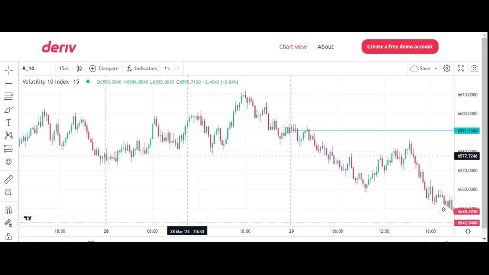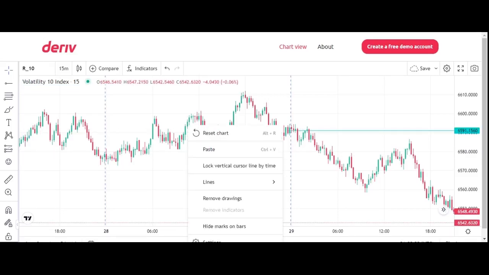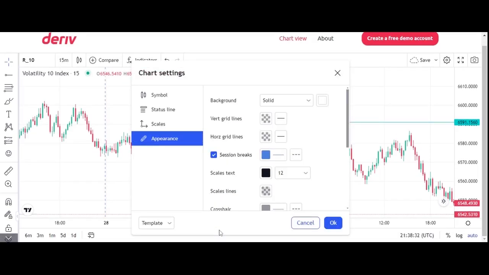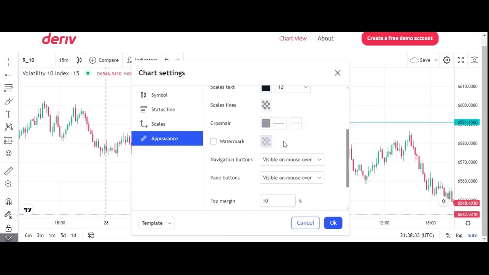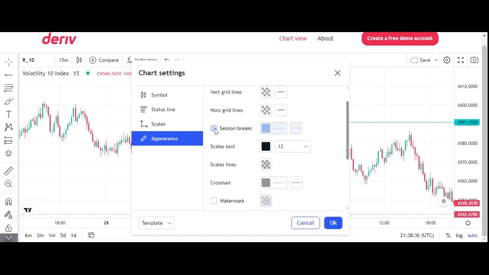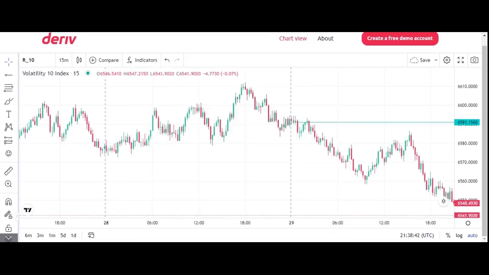How do you add the period separators? You just right click and go to settings, then scroll down until you see session breaks. Just check it on. As you can see, uncheck it, they go away. Check it, they go back, and then just press OK. Now let me make this quick.